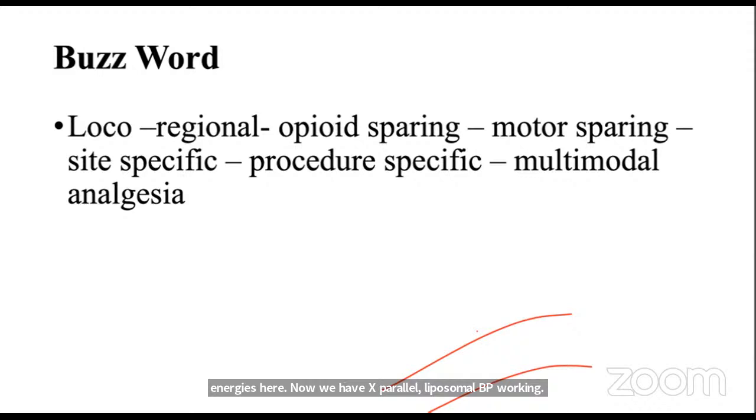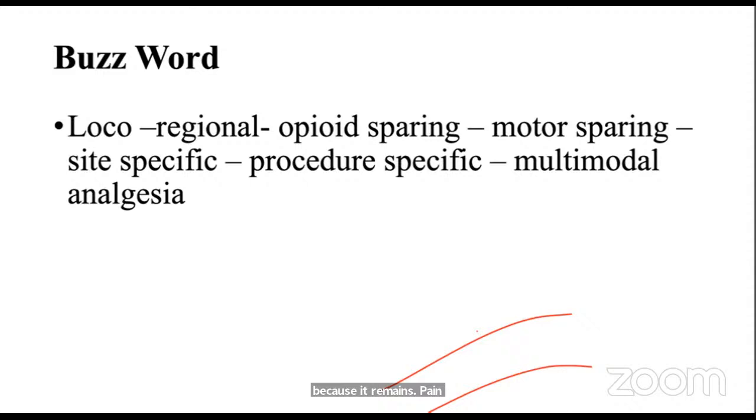It's opioid sparing, it is motor sparing, just like how we have adductor canal and IPAC, which is motor sparing. Site-specific: when surgery is on one limb, why block the other limb and cause an insensate limb? Procedure-specific: the plan for breast analgesia is different versus thoracotomy, it is completely different. And multimodal is necessary because it prevents pain chronicization, even cancer recurrence, with one or two encouraging studies also there.